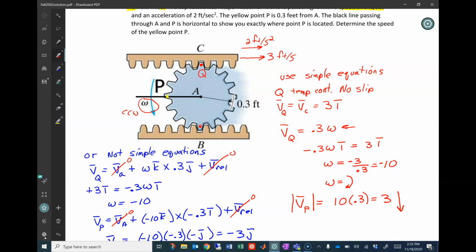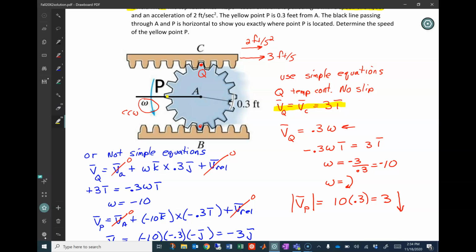So that's what I'm going to do over here in green. If you don't do the simplified formulas, then over here on the blue, I did the, if it wasn't simple, if you didn't recognize that you could use those. Okay, so anyway, Q, I'm using the contact formula. Q is in temporary contact, no slip with C. So the table says that they have the same velocities. So C is moving 3 to the right, so it's 3i. So that's the velocity of Q also.